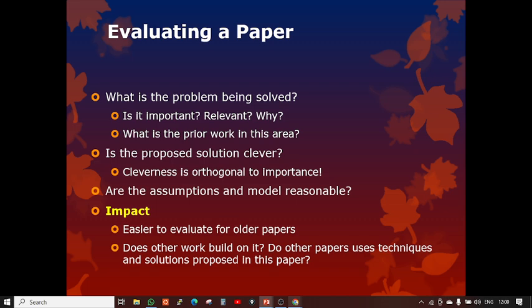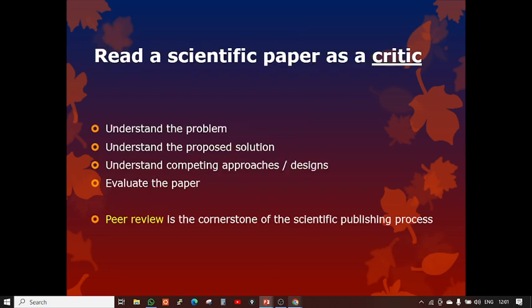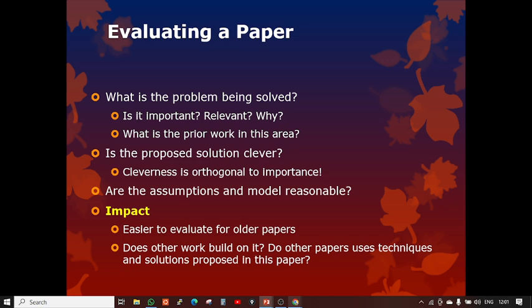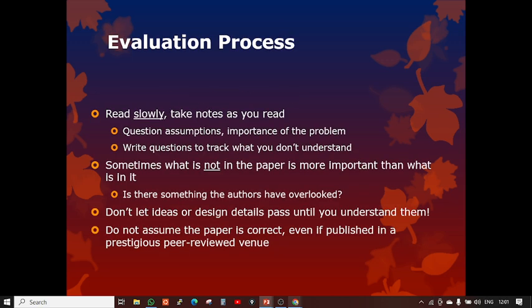Then check whether the proposed solution is clear, clever, original, and important. That means your originality, or whether something was copied. Then also the impact, such as citations of the older paper and what techniques and solutions were built on it. So overall you are going to evaluate everything. The first thing is critique, the second is evaluation. So how does the evaluation process work?